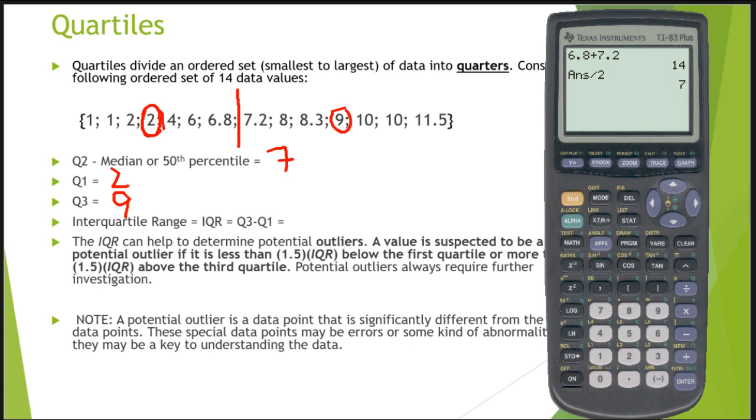And a value is suspected to be a potential outlier if it is less than 1.5 times the IQR below the first quartile, or more than 1.5 times the IQR above the third quartile. So potential outliers always require further investigation.